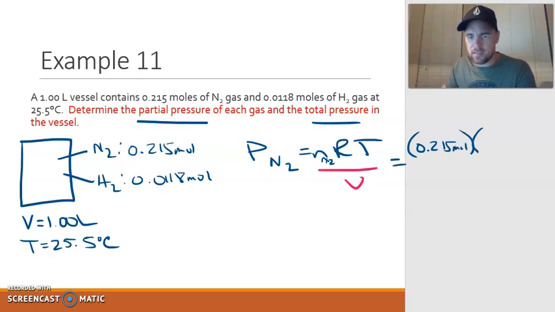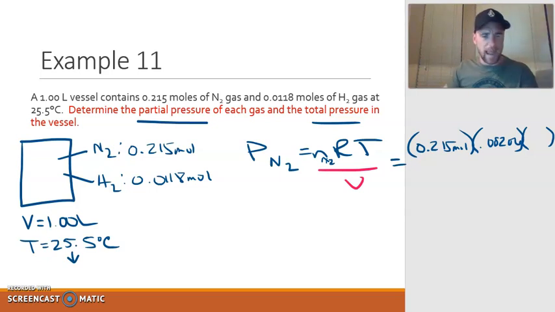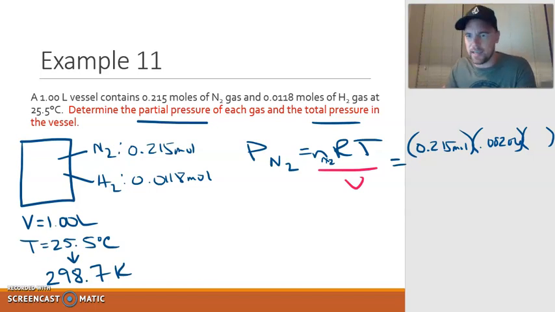All right, my gas constant R is 0.08206. I'm going to be really bad and not write the units because I'm running out of space. And then my temperature, it's 25.5 degrees Celsius, but that needs to get converted to Kelvin. So if I were to add that, it would be 298.65, but I'm going to round it to 7 because of the 1 decimal place. So 298.7 Kelvin.